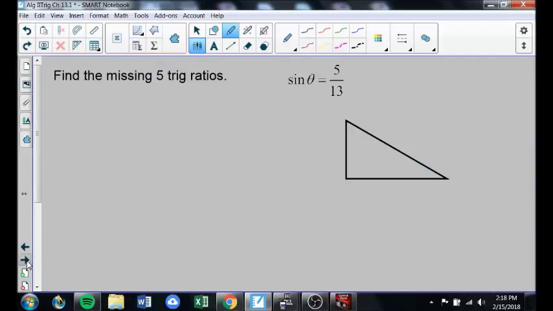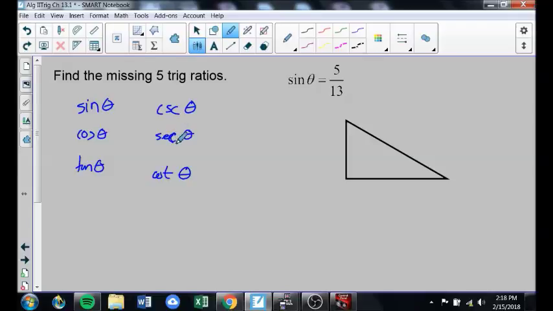So I'm told that sine of theta is 5 over 13, and I want to find the rest of the 5 trig ratios. So I know sine, but I want to find cosine and tangent, and I also want to find cosecant and secant and cotangent. And I have these written out in such a way that they're paired, right? Sine goes to cosecant, cosine goes to secant with a C, and tangent goes to cotangent.